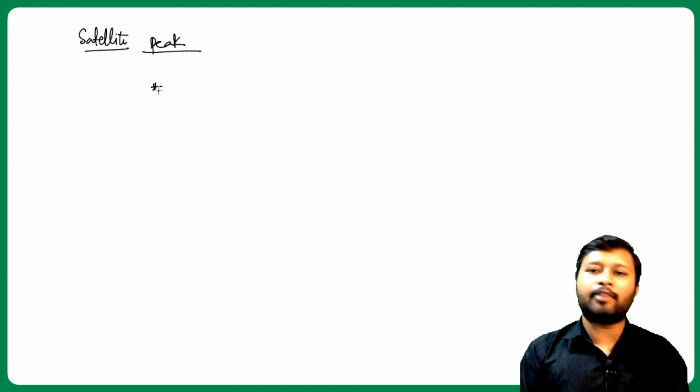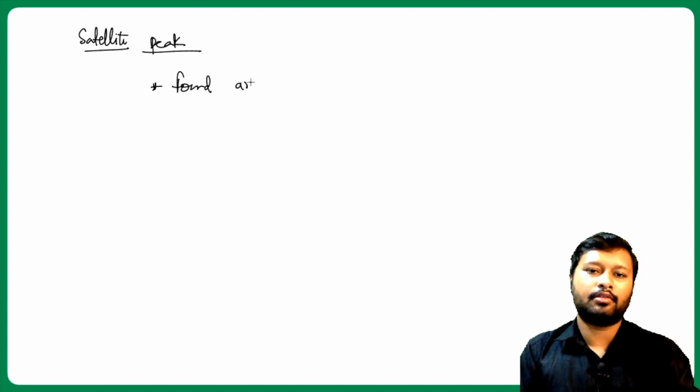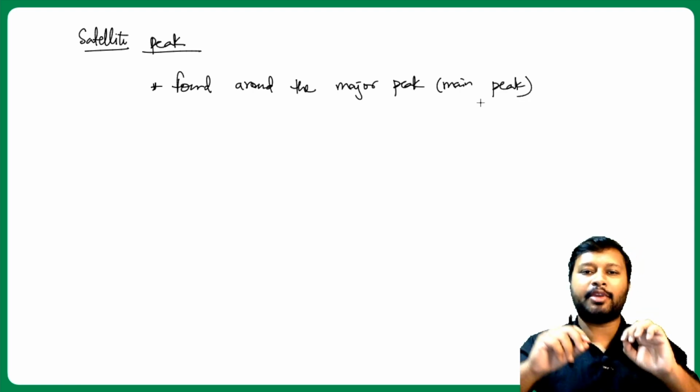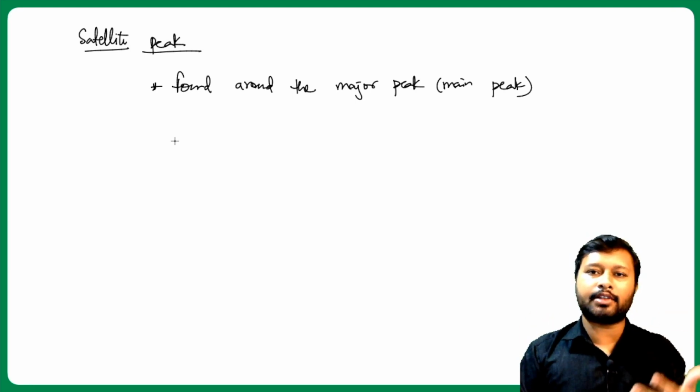So satellite peak, what does it mean? Satellite peak is going to be found around the major peak, also called the main peak. What does that mean? It means that the satellite peak is going to be found around the main peak. So that's the first property of a satellite which it is following.